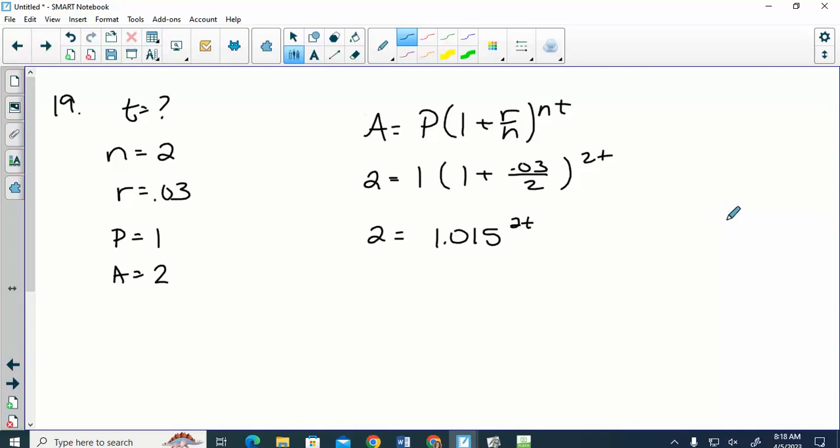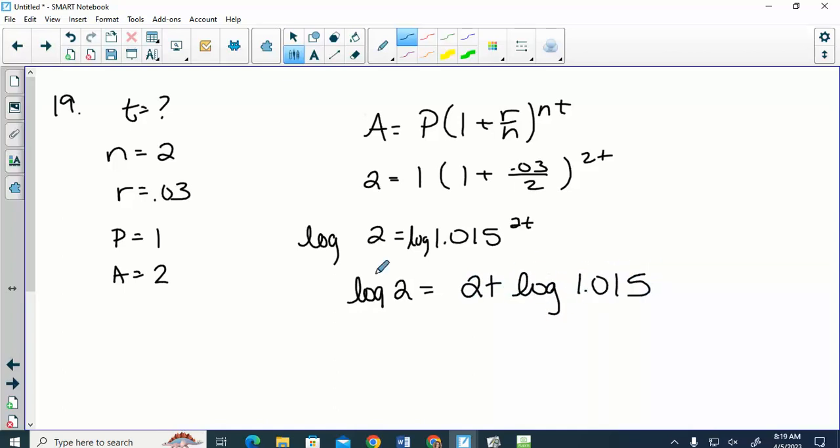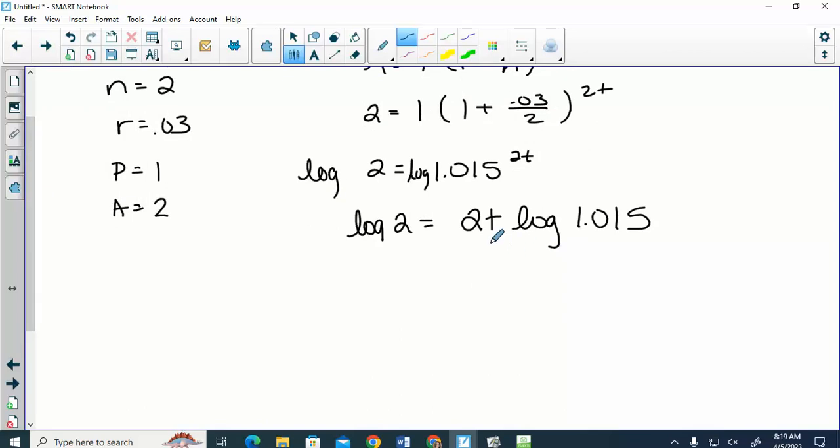Alright, now what? Now we can add a log on each side. So, properties of logs, the exponent comes down. So if I'm trying to get t by itself, I have to divide by the 2 and the log 1.015.